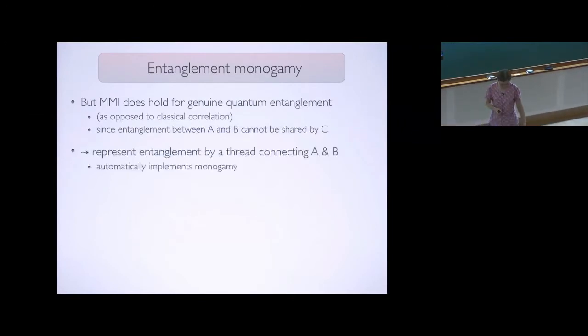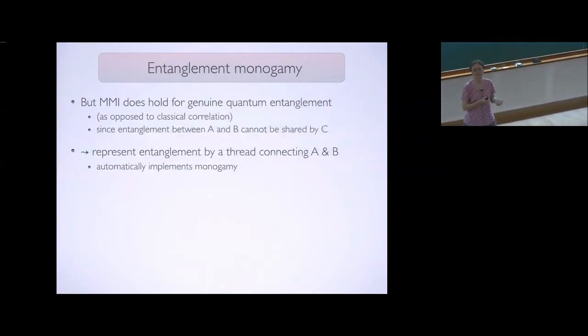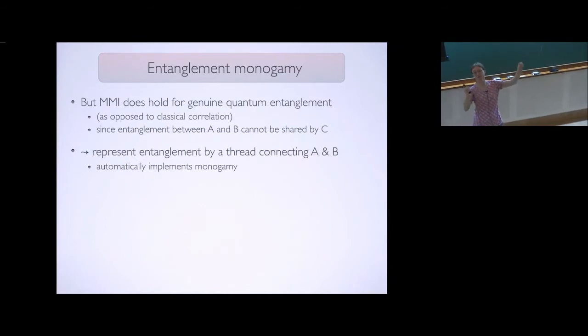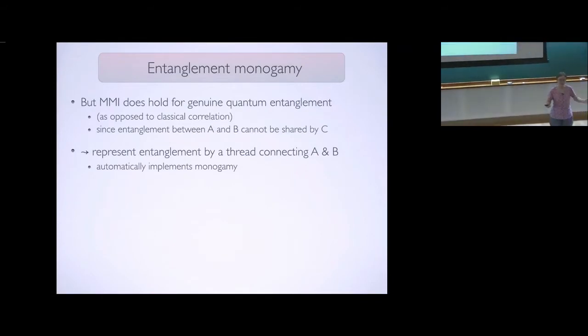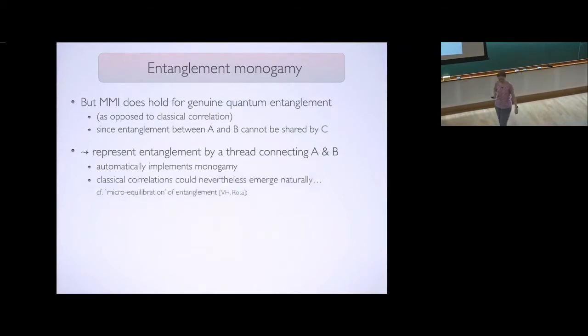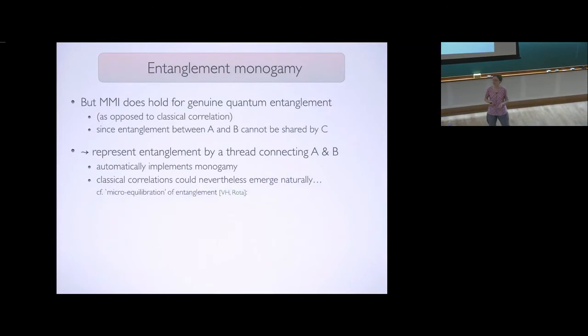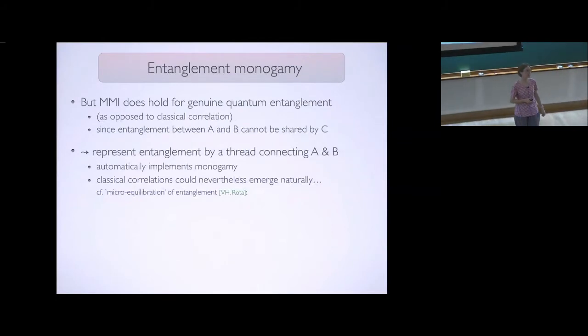Now, this monogamy idea makes it rather tempting to capture this mutual information by something that only knows about those two subsystems and cannot be shared by a third party. So it's very natural to think of it fancifully as maybe a thread connecting the subsystem A and the subsystem B. And of course, because the thread has only two ends, that automatically implements monogamy. Now, you might think that this then doesn't really allow us to capture the classical correlations, but in fact, I think that's too fast.